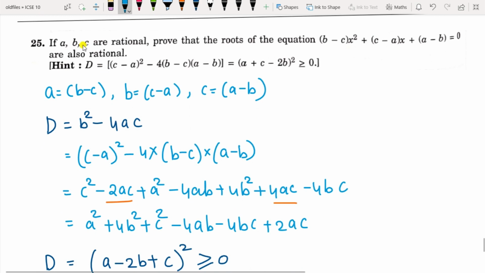Similar case, a, b, c are rational given. So you have to prove that the roots of this equation are rational. That means D should be greater than or equal to 0. So in the equation of D equal to b square minus 4ac, substitute the values of a, b, c here and convert it into expansion form. A square plus 4b square plus c square minus 4ab minus 4bc and plus 2ac you get.